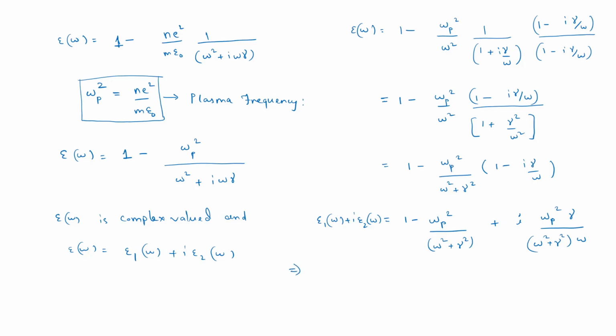Okay, from here we can separate out the real and imaginary parts. Epsilon 1 omega is equal to 1 minus omega p square over omega square plus gamma square, and epsilon 2 omega is equal to omega p square gamma by omega square plus gamma square omega. So these are the real and imaginary parts of the dielectric function of the free electron gas. So we will stop here today, and please let me know if there is any difficulty in the steps or any part.